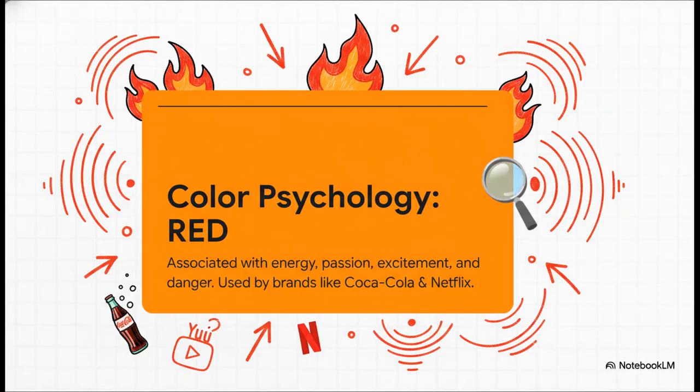Let's dig into color psychology, starting with red. Red just screams energy, passion, excitement. It's the color of a stop sign, right? It demands your attention. It's really no surprise that brands like Coca-Cola, Netflix, and YouTube all use it. They want to grab you and create this sense of energy right away.